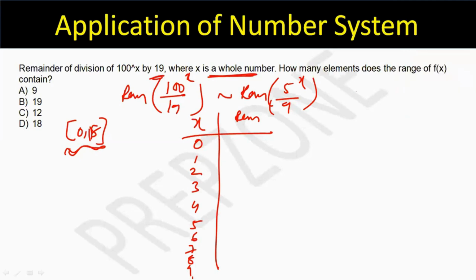तो मुझे बताते जाओ क्या वैल्यू आएगी when x is 0? What is this value? 1. When x is 1, then 5. 5 आएगा ना? 5. Very good. When x is 2? 5 square, which is 25 by 19. 19 1s are 19, so minus 6, which means remainder is 6.